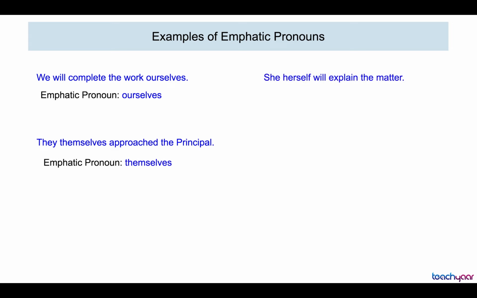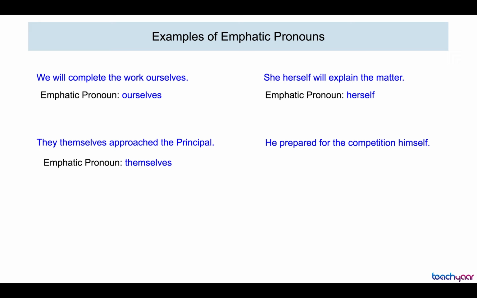She herself will explain the matter. So now this is singular. So we have herself. And where does it come? It comes immediately after the subject, she. She herself will explain the matter. So it's very clear that the emphatic pronoun is herself. If you remove it from the sentence, the meaning is still there. She will explain the matter, which is fine. But then she herself will explain the matter. That emphasizes the action.